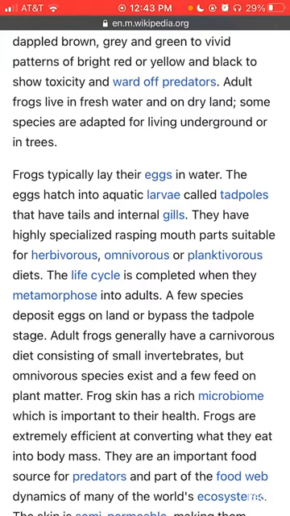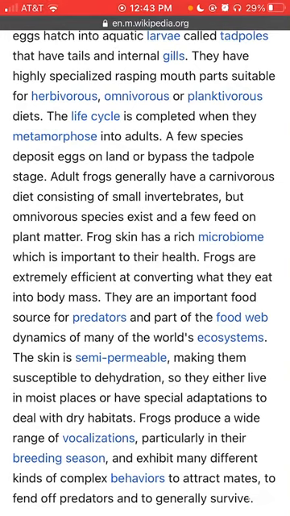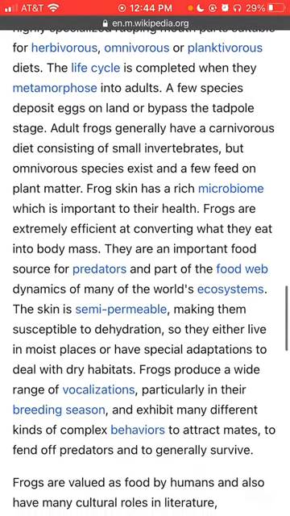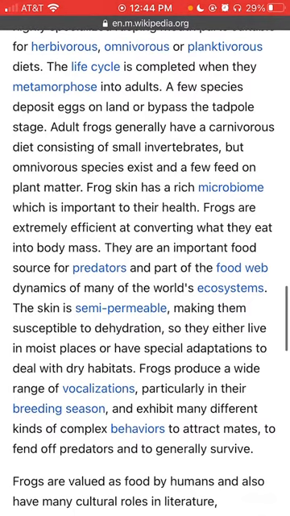Frog skin has a rich microbiome which is important to their health. Frogs are extremely efficient at converting what they eat into body mass. They are an important food source for predators and part of the food web dynamics of many of the world's ecosystems. The skin is semi-permeable, making them susceptible to dehydration, so they either live in moist places or have special adaptations to deal with dry habitats. Frogs produce a wide range of vocalizations, particularly in their breeding season, and exhibit many different kinds of complex behaviors to attract mates, fend off predators, and to generally survive.